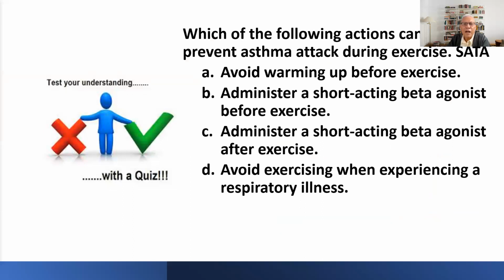All right, which of the following actions can help prevent asthma attack during exercise? Okay, so select all that apply.